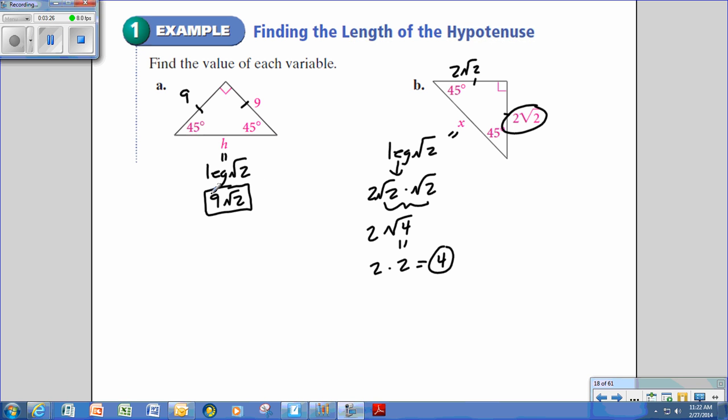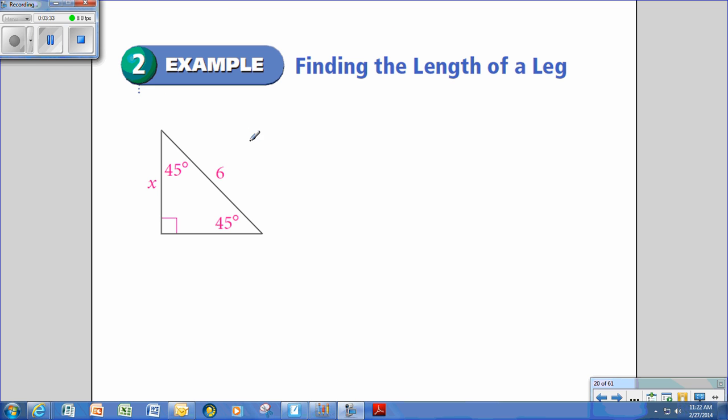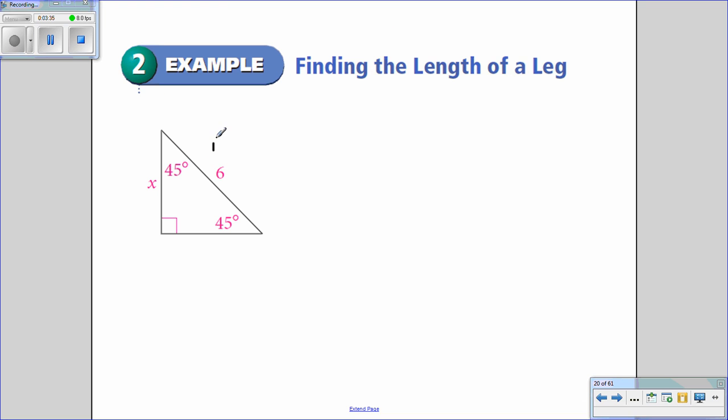So as you can see, sometimes they're very simple. Sometimes they're a little bit more complicated. The next example, we are given the hypotenuse, and we're asked to find the legs. Now, in our rule, the hypotenuse is supposed to have a square root of 2 in it. In this example, it does not. What that says is the legs will have the square root of 2. Now, how do we get those legs?